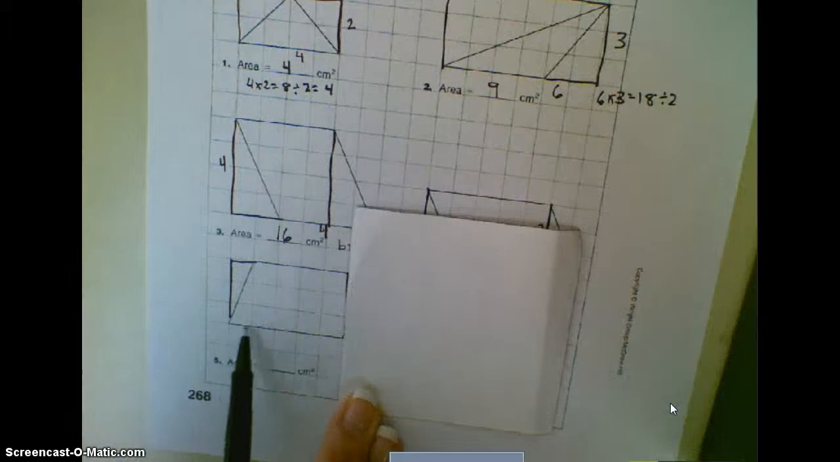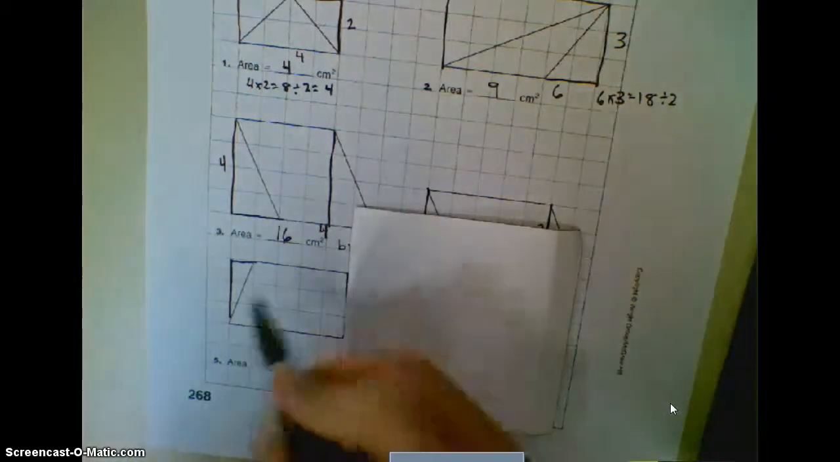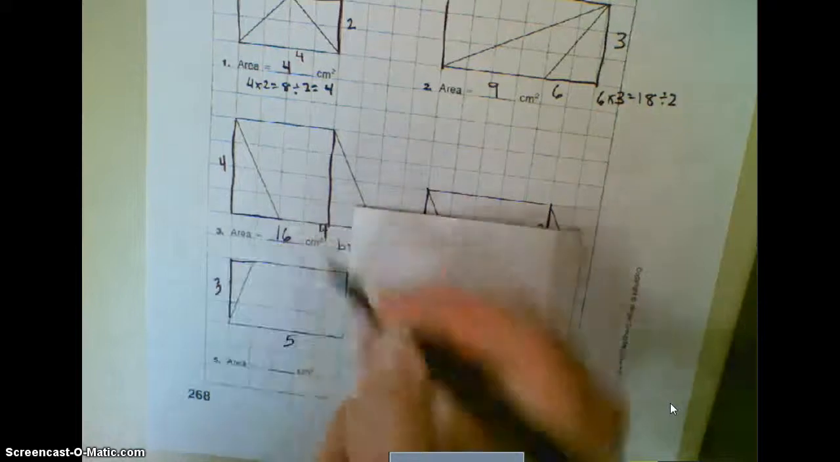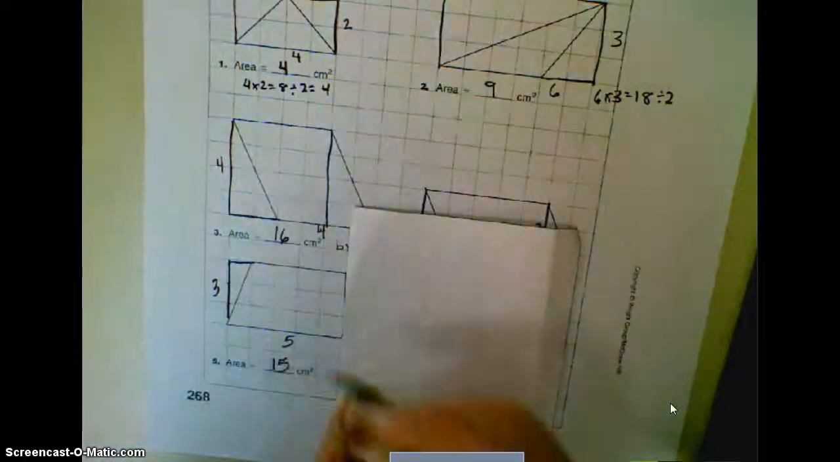So let's count our base. 1, 2, 3, 4, 5. Our base is 5, and our height 1, 2, 3. 5 times 3 is 15, so we've got 15 centimeters squared.